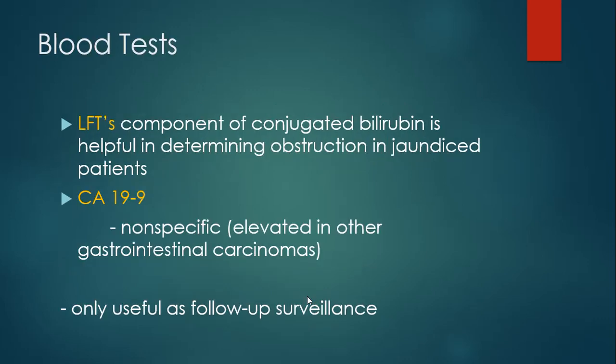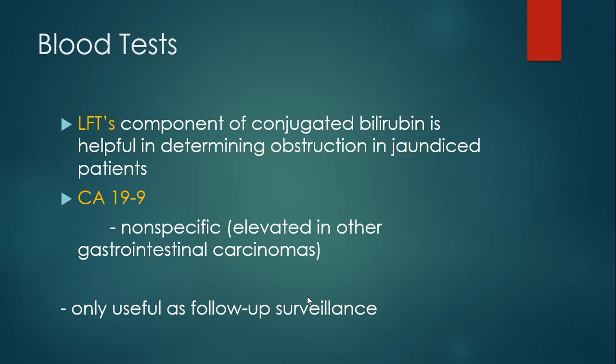Now, if we go to the investigations, obviously we have to diagnose it when the patient comes with symptoms. So we have to diagnose it, and there are a number of tests we have to perform in this case because of the poor symptomatology. Number one is liver function tests, and the component of conjugated bilirubin is helpful in determining the obstructive nature of the jaundice.